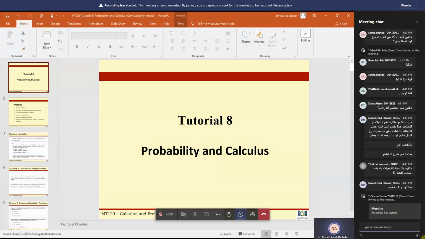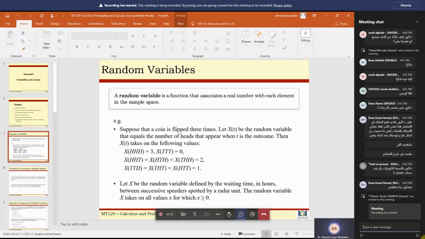Okay, now tutorial number 8, probability and calculus. This is the last chapter in our course. Okay, the first subject, the random variable. A random variable is a function between the domain, which is the sample space set, and the codomain or the range, which equals the real numbers.